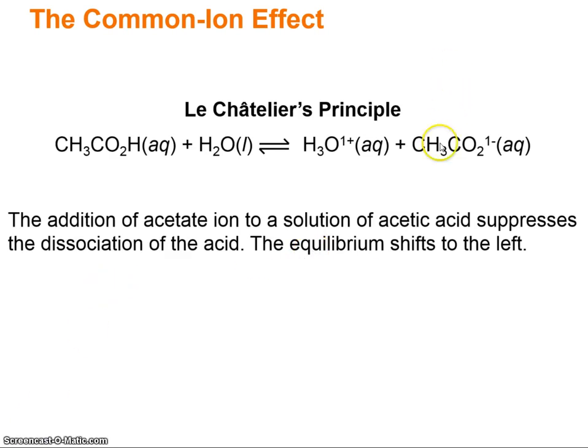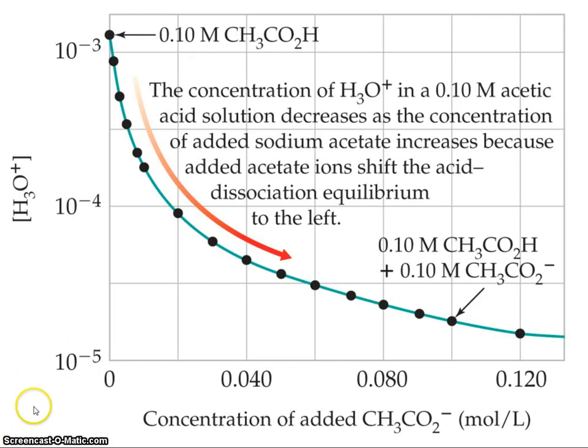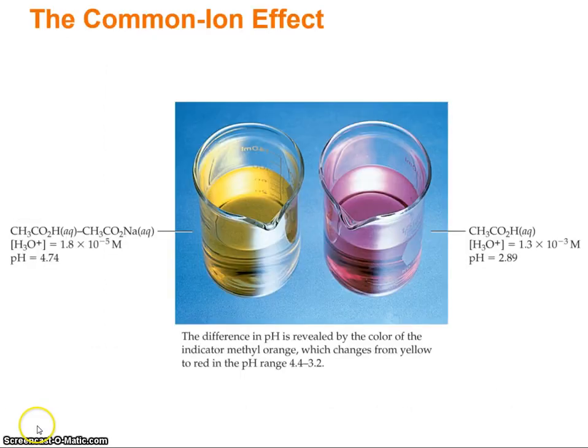If I add in stuff here on this right-hand side, it's going to push the equilibrium back to the left. What's going to happen to the concentration of this other product? It's going to drop, just like we saw with the acetate. And we can plot this out as a function of added acetate concentration. And this is actually going to be a really good segue into our next subject, which is neutralization reactions.